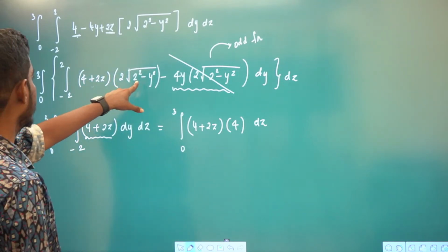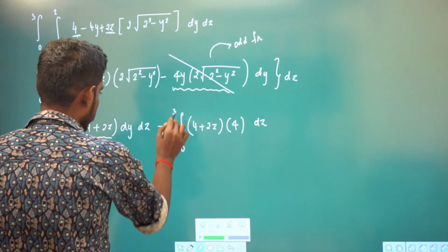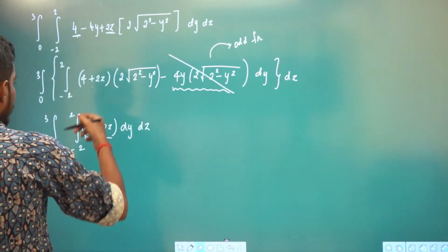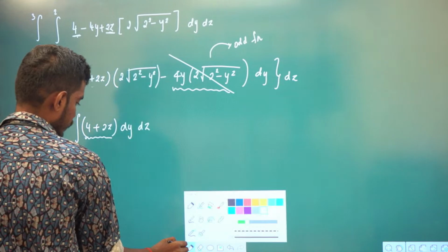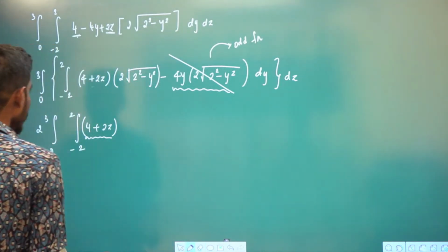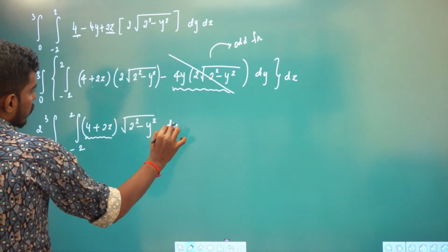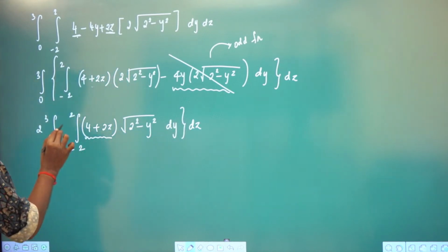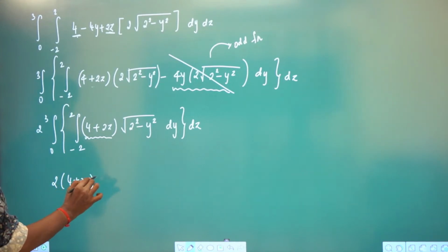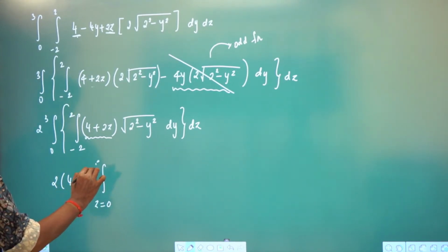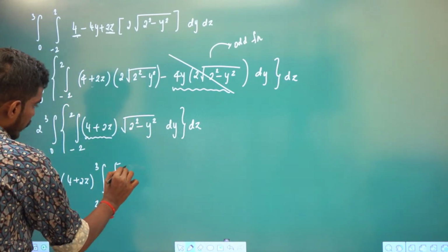Okay, I think I have forgotten this term. Sorry. Actually, there is also this term here, right? Let's take this 2 outside. So this will be root of 2 square minus y square dy dz. Now you integrate with respect to dy. So 2 into 4 plus 2z is constant. Let us keep this as z varies from 0 to 3. Now integrate this root of a square minus y square dy. So it will be y by 2.